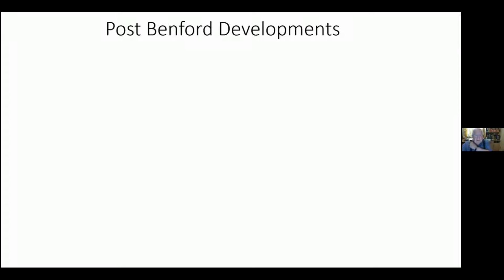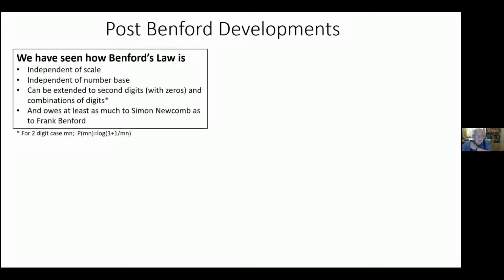Since Benford, there have been developments. We've seen, just to review it, that Benford's law is independent of scale, independent of number base, can be extended to further digits along the list of numbers in a number. And it does owe at least as much to Simon Newcomb as it does to Frank Benford. There's even something called Stigler's Law, I think, which says that the person whose name is attached to a law is seldom the person who announced or wrote down the law.